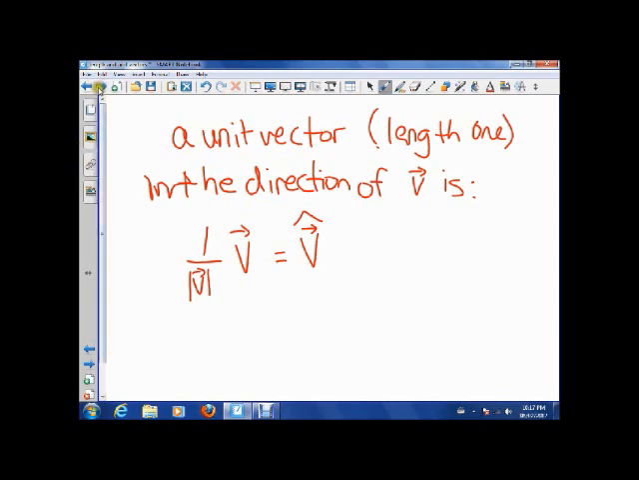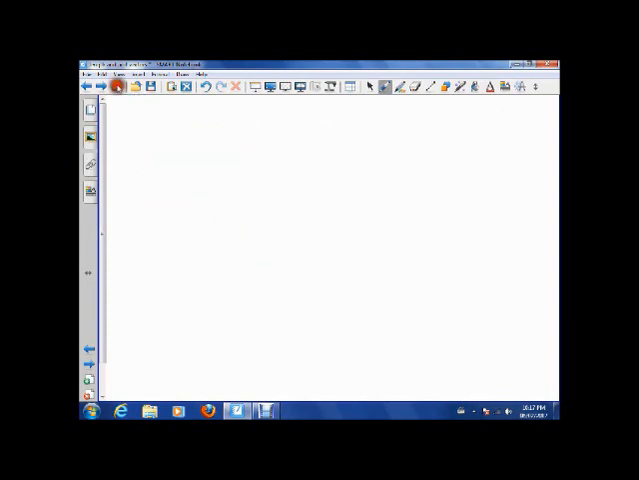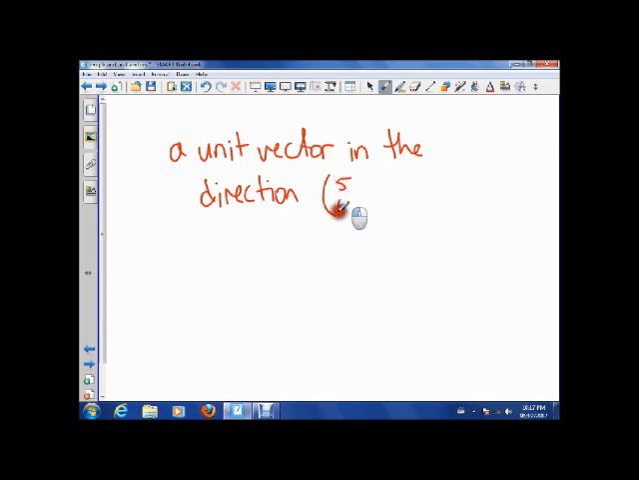So that's all for today. I am going to give you one homework problem, just to make sure that you can review. I want you to find a unit vector in the direction of five, 6. Try that, bring it to class tomorrow, and that's that.